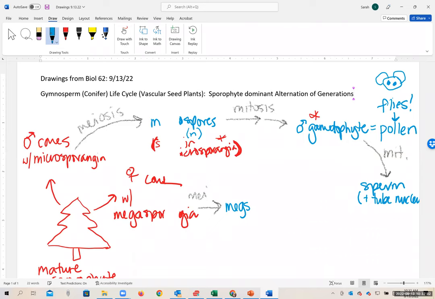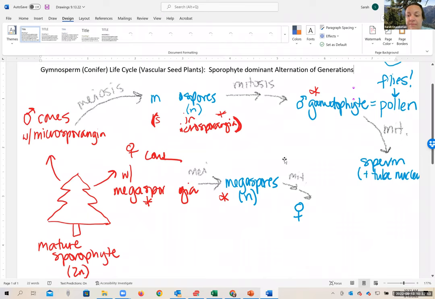Megaspore. They are still inside of, as you're used to thinking about, the female parts typically stick around to wherever they are, right? So the megaspores stay inside of the megasporangia, and the megaspores eventually undergo mitosis to produce a female gametophyte.